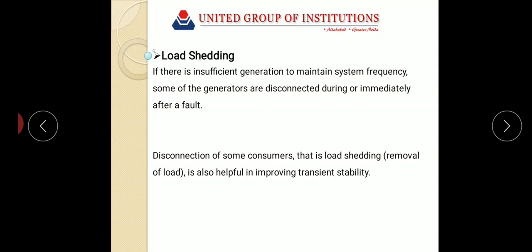So, the extra cost of a large steam bypass system is the limitation of this method. Okay, so disconnection of some consumers, that is load shedding, removal of load, is also helpful in improving transient stability. Okay, so there are some methods for improving the stability. So that's all for now.